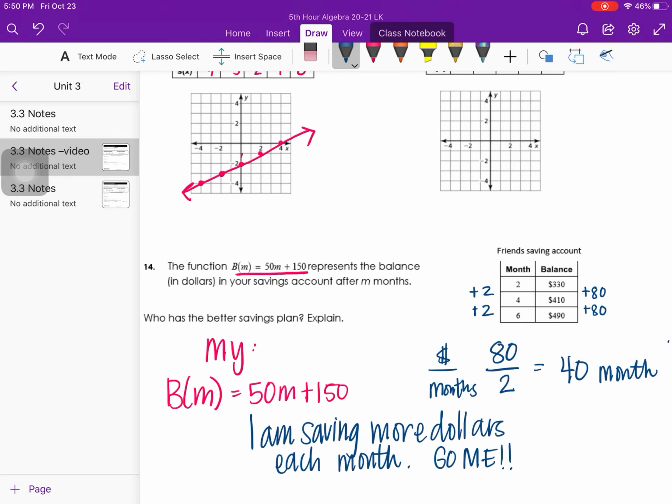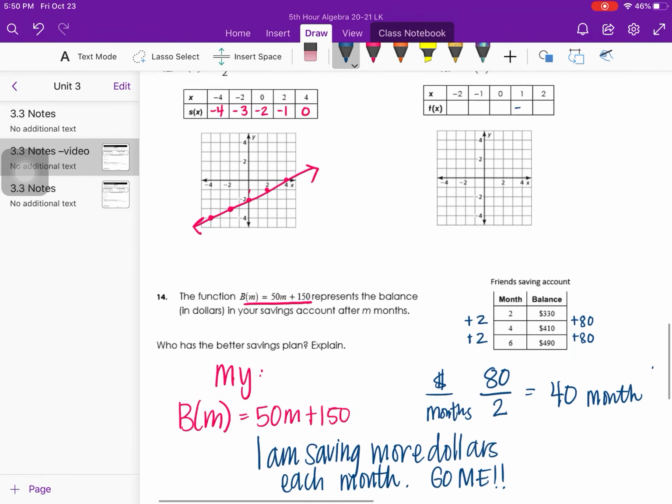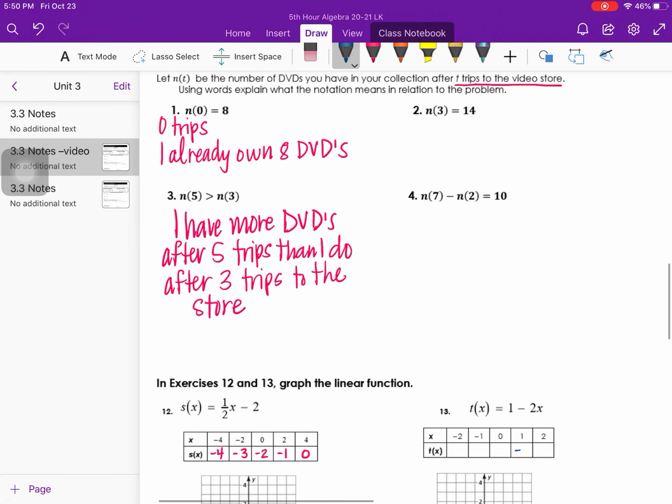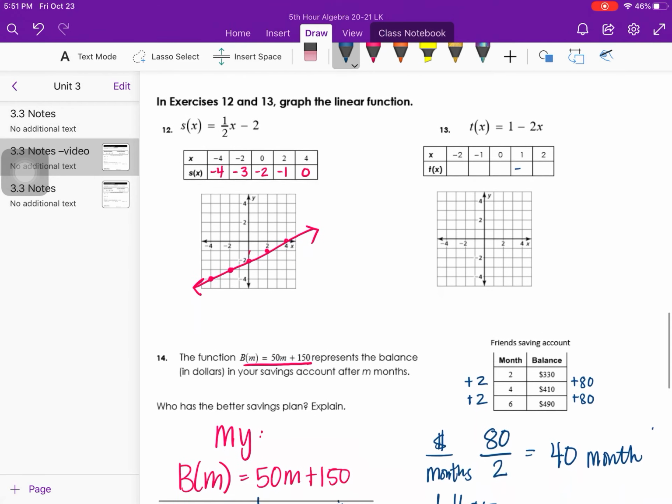Saving your money is important, guys. Okay, so that was a lot. Hopefully some of that feels like review sprinkled in with some new algebra terms. If you have questions, make sure you ask your teacher. And keep rocking it, guys. Have a good rest of your day.